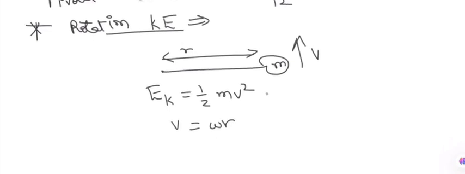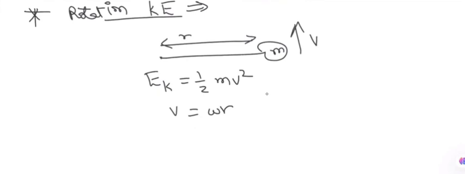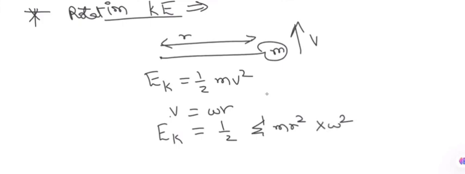So the kinetic energy is nothing but half m v square, and we are aware that v equals omega r in the case of angular motion. Any doubt? Hence, applying this in the above equation, I can write my kinetic energy as half summation of m r square multiplied by omega square. Am I writing it correct? Yes, ma'am. Very good.